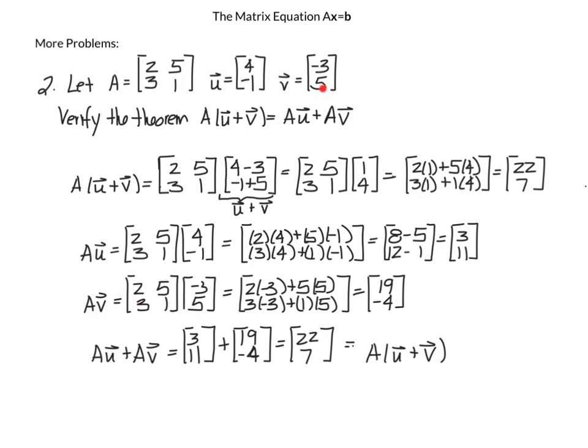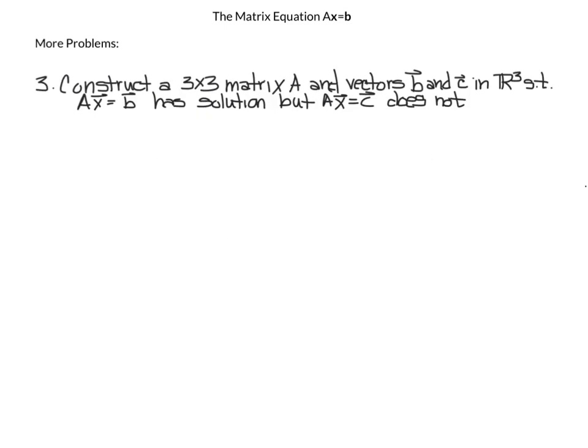V is equal to minus 3, 5. So I have 2 times minus 3, 5 times 5, and 3 times minus 3 plus 5 times 1, and that'll be 19 minus 5. And if I add Au plus Av together, I get 22, 7, which is the same thing as A(u plus v).